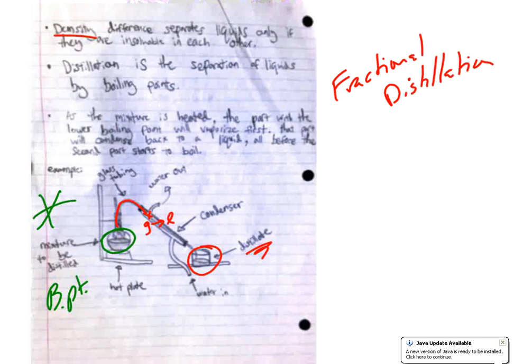So we could separate things based on density, but crude oil we can't do it because they're all mixed together. So we use the distillation. All right, good.